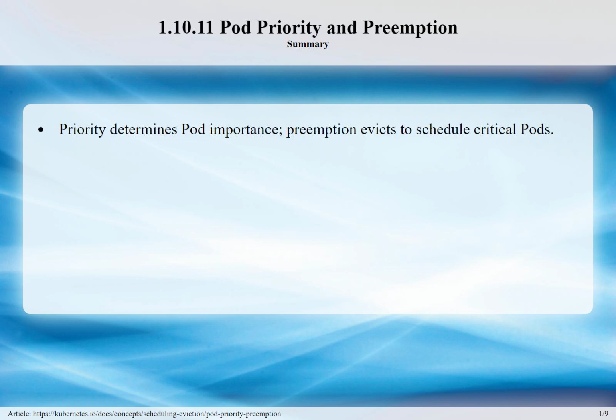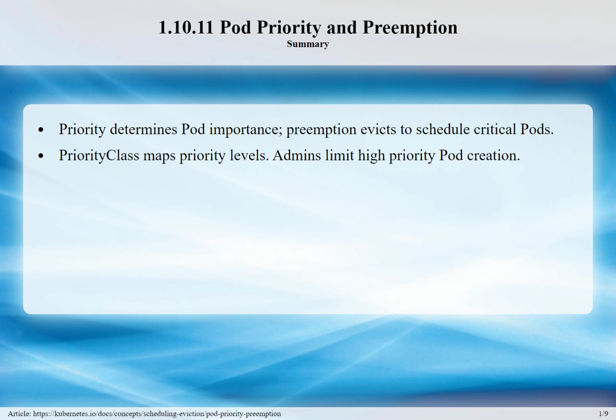Pod priority in Kubernetes sets importance levels, allowing critical pods to be scheduled first. Preemption helps manage resources by evicting lower priority pods for pending high priority ones. Priority class objects define these priority values, mapped to names. Higher values signify greater importance. Admins can control priority class usage to avoid misuse.